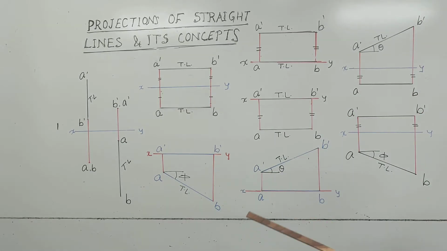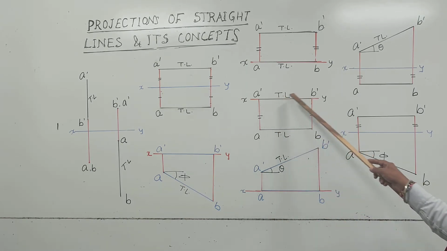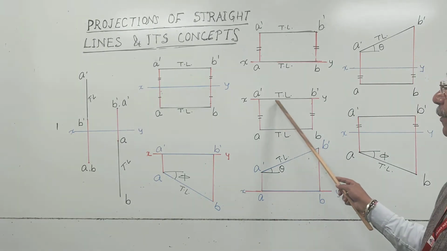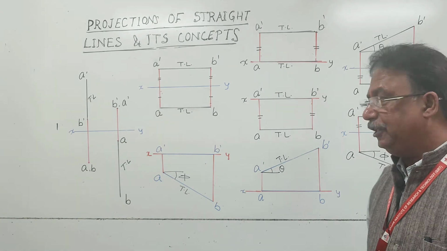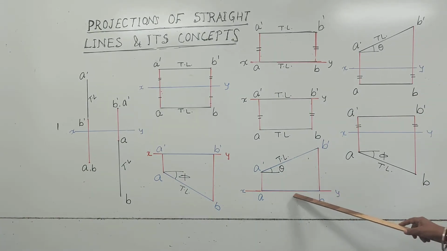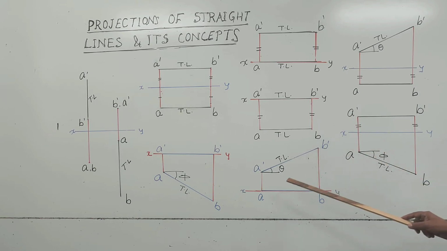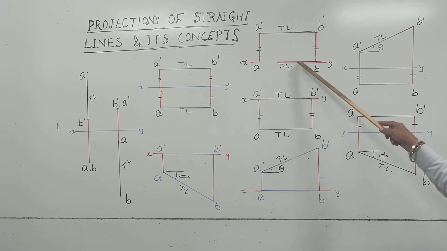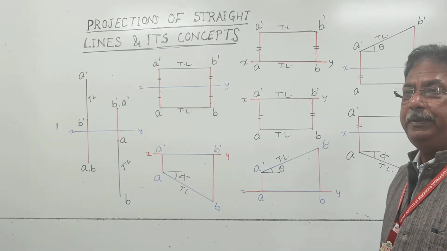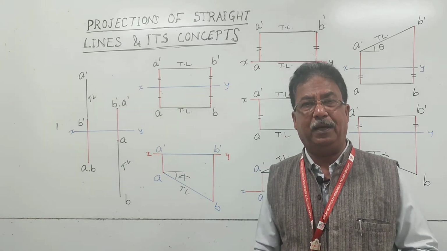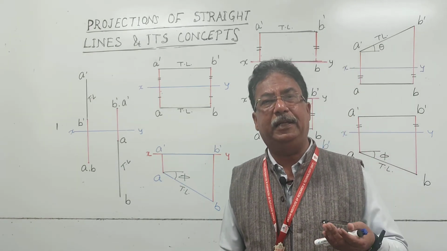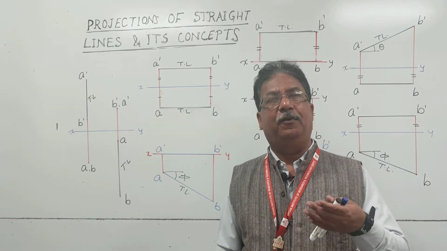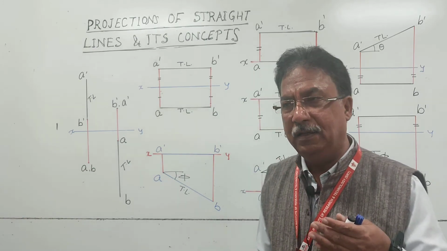Same way, if the line is on the HP, as in this case you see that A dash B dash is on the XY, in this case also A dash B dash is on the XY. It means in both cases the line is on the HP. Reverse, if AB is on the XY as in this line, and another case where AB is on the XY, in these 2 cases the line will be on the VP. So the simple concept is: if the front view is parallel to XY, the line is parallel to HP; if the top view is parallel to XY, the line is parallel to VP; if the front view is on the XY, the line is on HP; if the top view is on XY, the line is on VP.